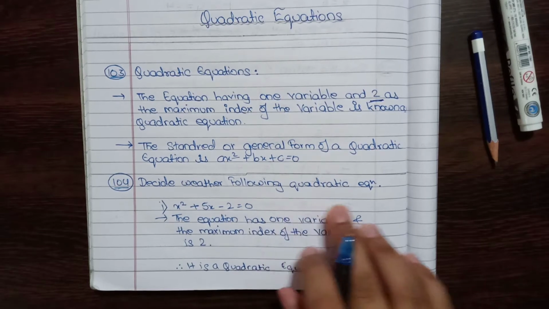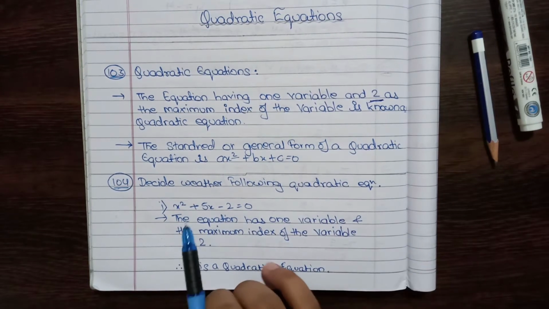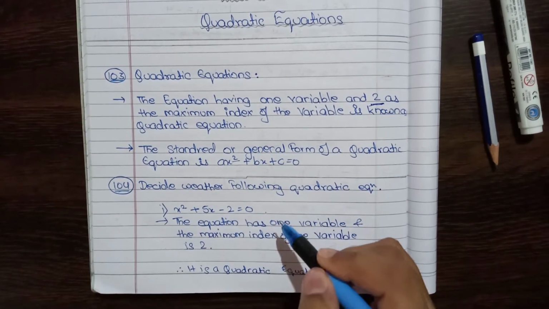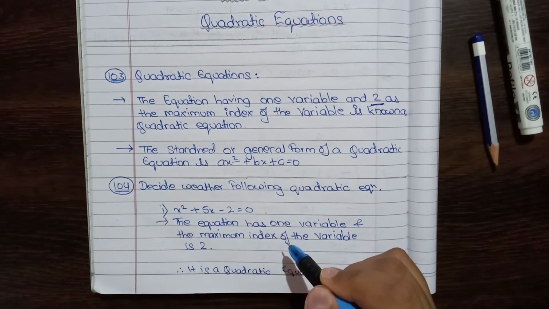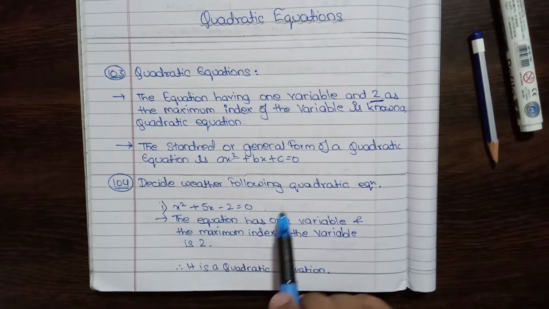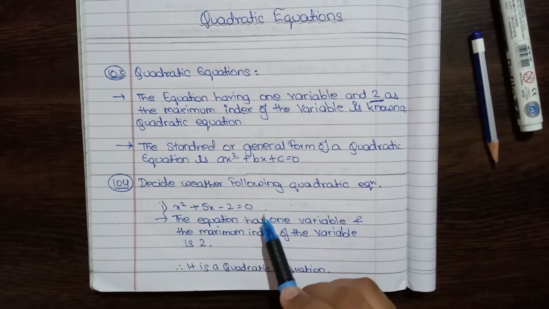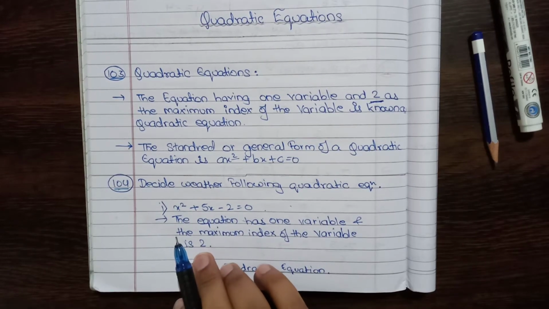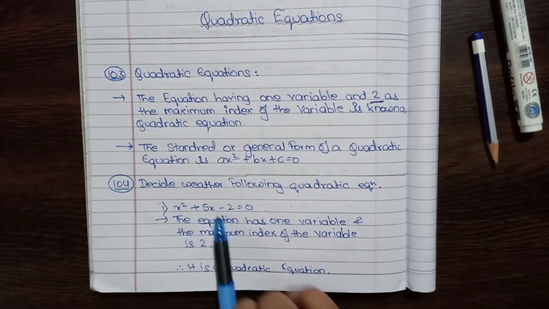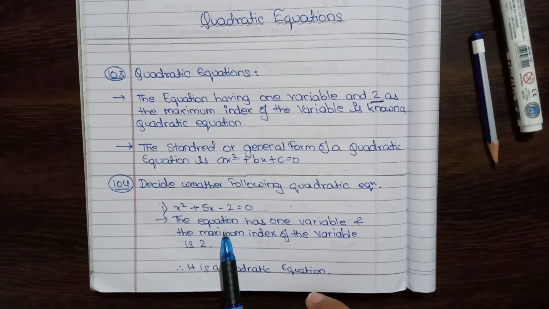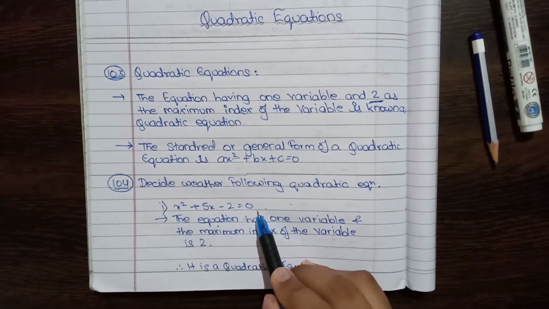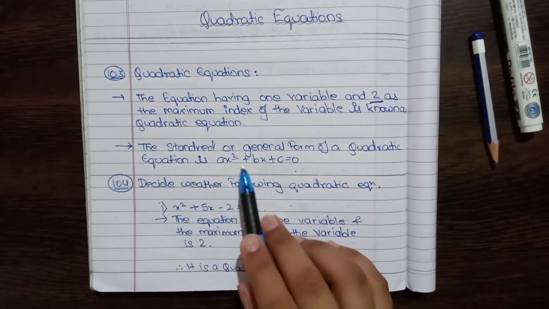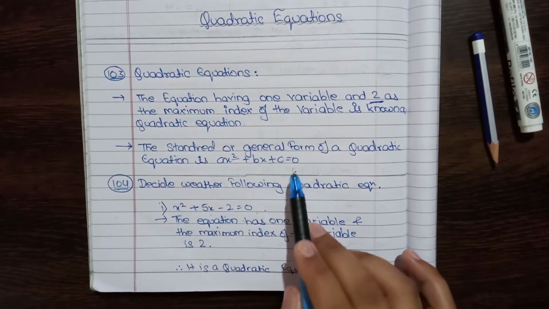Decide whether the following is a quadratic equation. Here we need to tell whether the given equation is a quadratic equation or not. Let's read it: x square plus 5x minus 2. First of all, we have to compare this equation with the general form of the equation, ax square plus bx plus c.